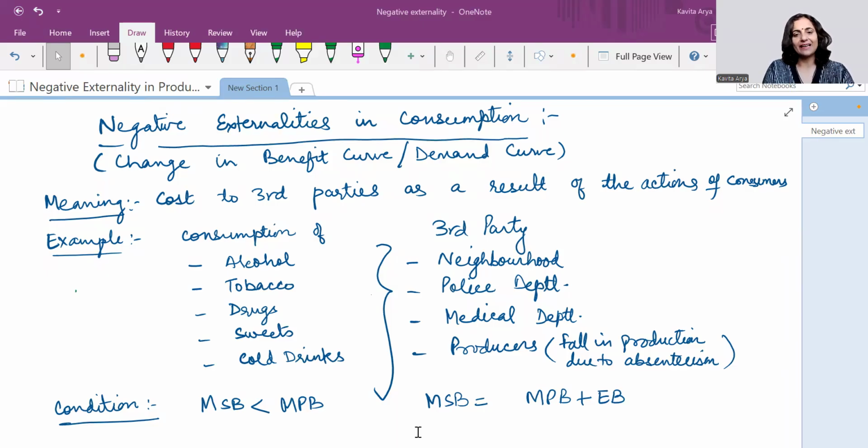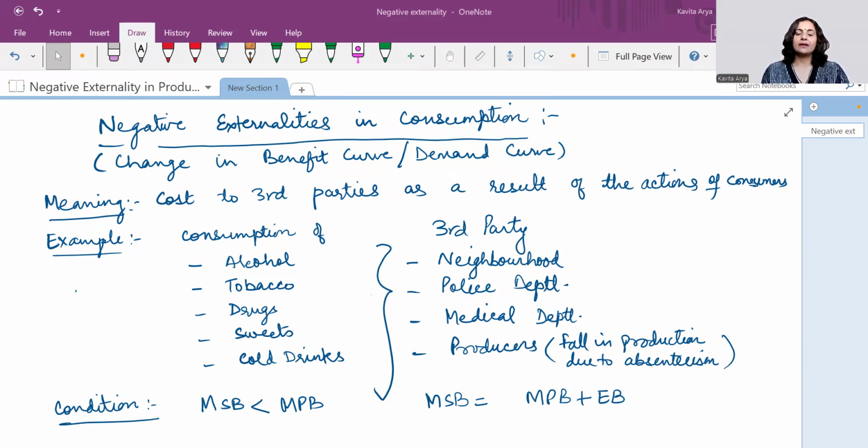In our previous video, we talked about negative externalities of production. But do we know that these negative externalities are also there when it comes to consumption? Yes, these are there. Let's discuss the same now.